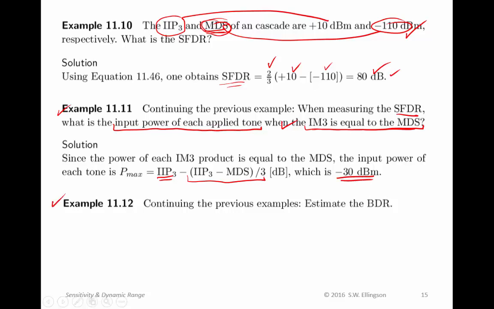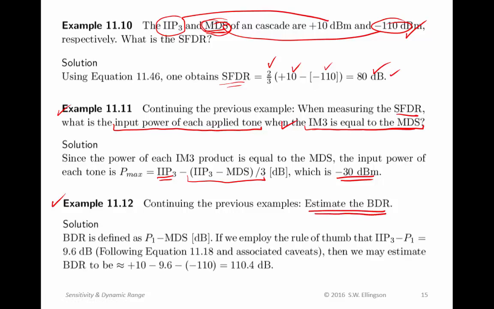Finally, continuing the previous examples, estimate the blocking dynamic range. Well, blocking dynamic range we have defined as being the 1 dB compression point minus the MDS. And if we employ the rule of thumb, the input IP3 minus the 1 dB compression point is 9.6 dB. Recall we talked about that in a previous lecture. Then we may estimate the BDR to be plus 10 minus 9.6 minus minus 110, which gives us about 100 dB, which is a very common kind of number to see. In fact, all these numbers are pretty commonly encountered numbers for receivers.